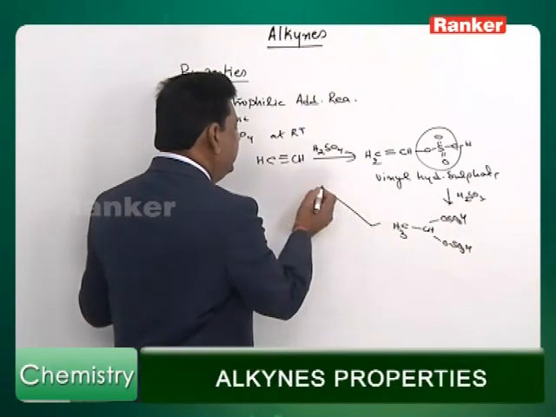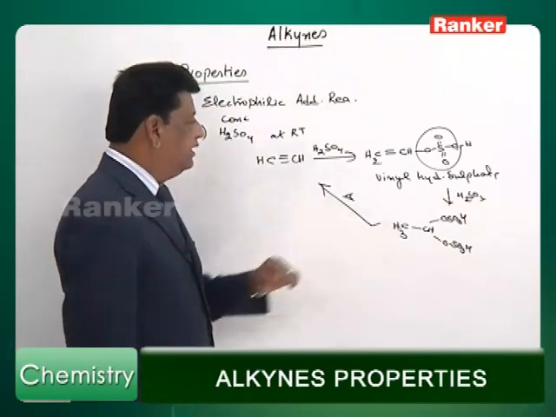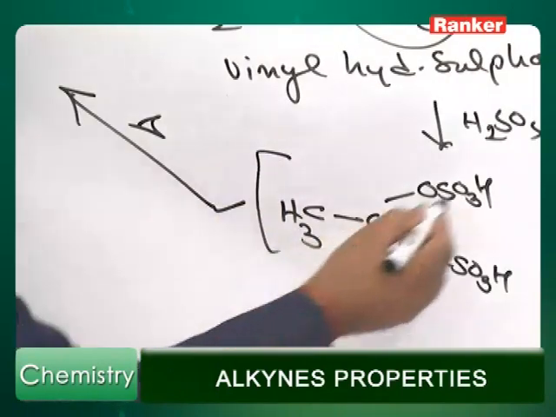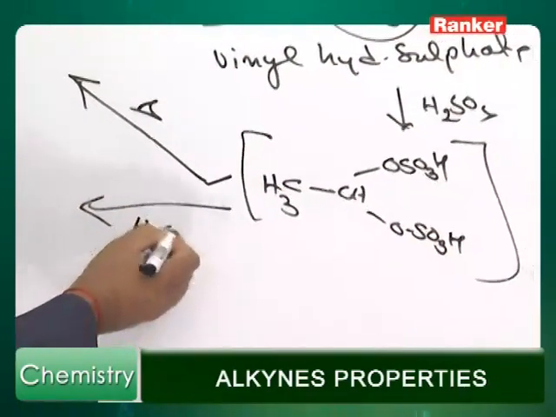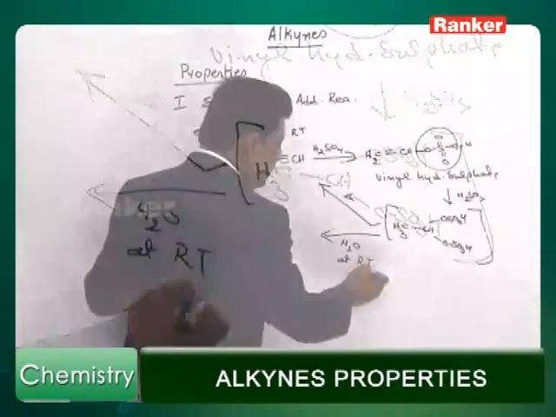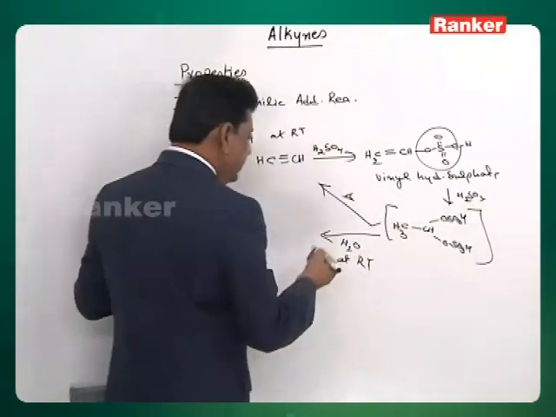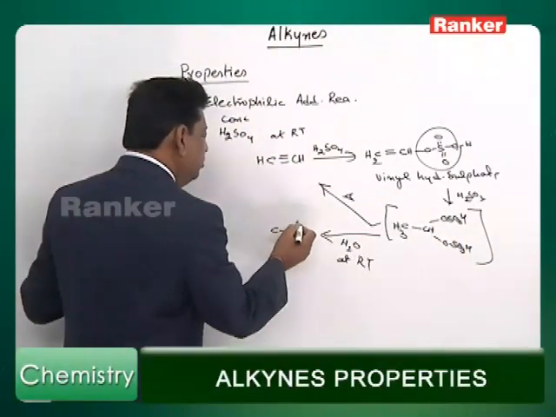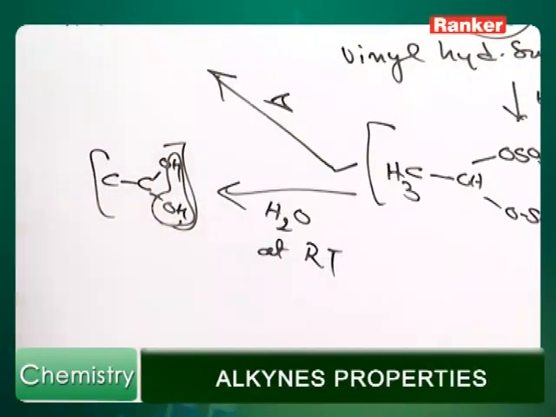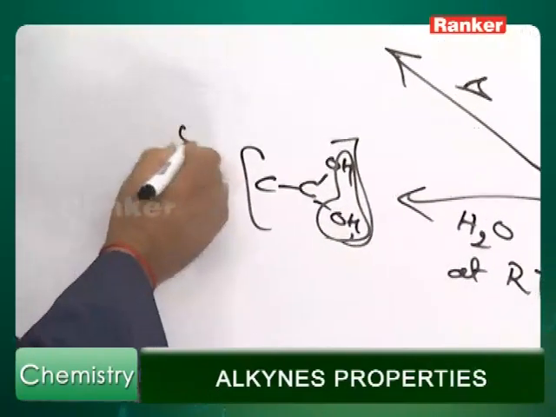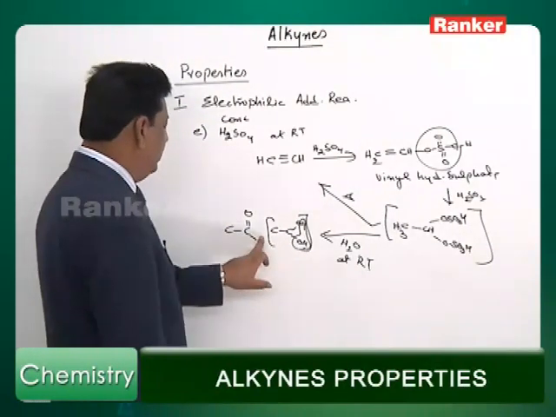When you heat it, you get back the acetylene. This compound is unstable. So, therefore, when you heat it, you will get back the acetylene, or you just add water, no heating at room temperature, just add water. Both sulfates are exchangeable with the water. So, 2 OHs will come. The 2 OHs are unstable, eliminate water, and you will get acetaldehyde formation. So, one may also prepare the acetaldehyde this way.